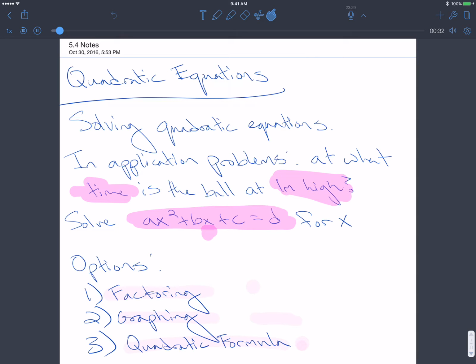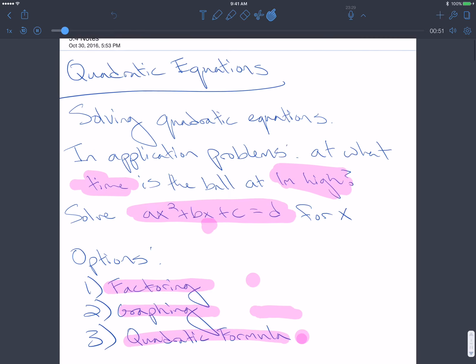So we're solving problems that look like ax squared plus bx plus c equals some constant d for whatever our x value is. Now we have three options to do this. You have factoring, graphing, and quadratic formula. Algebraically, I'm typically asking for 1 or 3. 2 is really good for checking, okay? But it's a useful tool since you have your calculators.